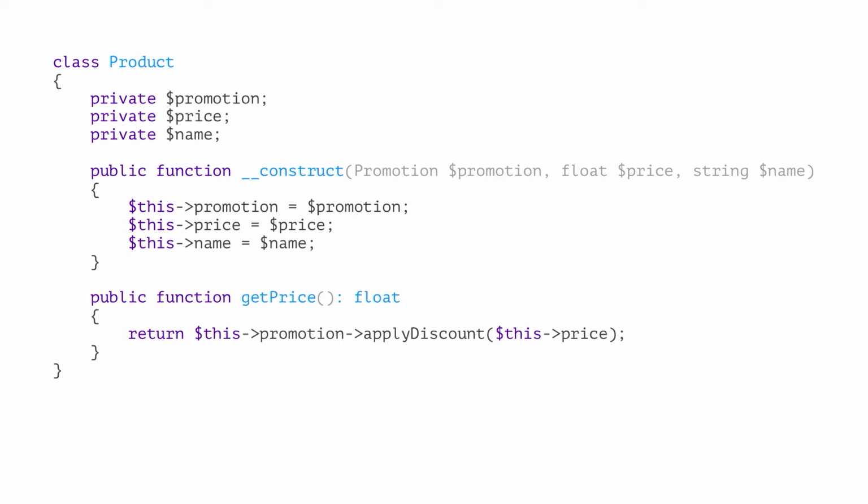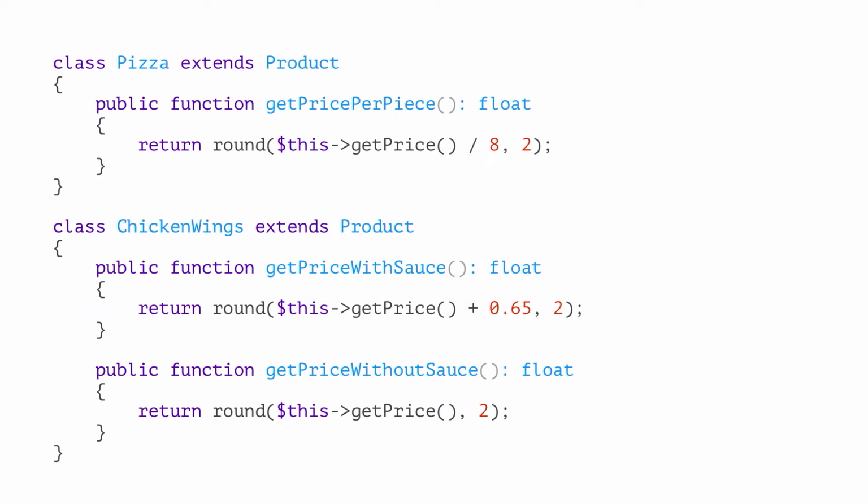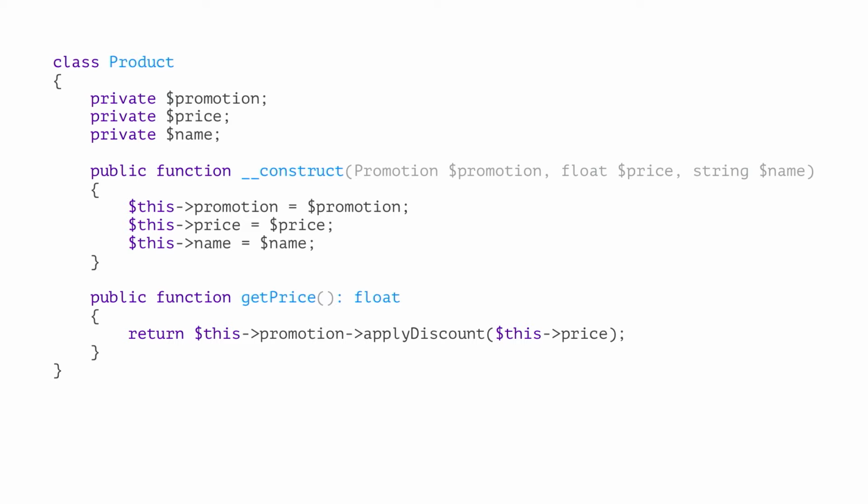Now if we look at the price method, we can see here that we can add multiple implementations. So we have a pizza object and a chicken wings object. Both can have different methods, but they're still looking into the getPrice method. So the getPrice method here always is the same thing. We apply a certain discount, and from there we can keep working on it.